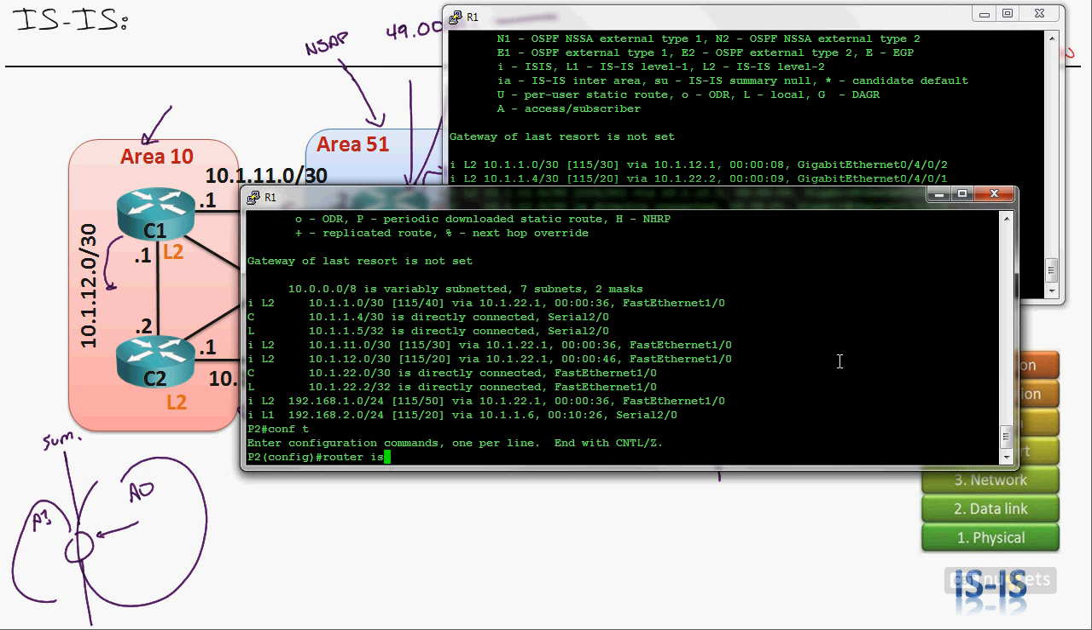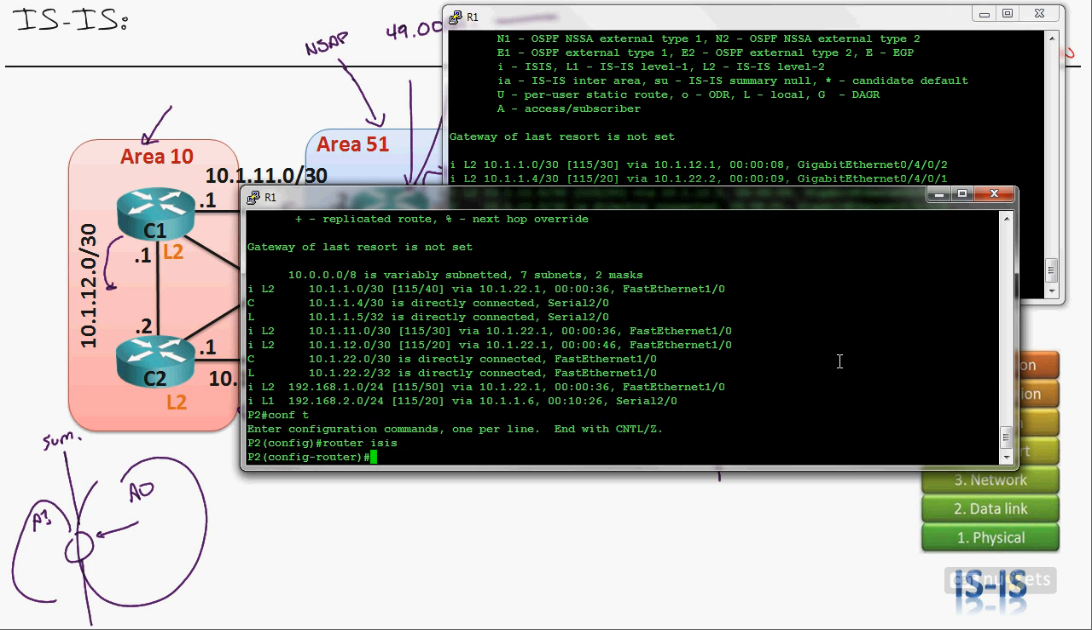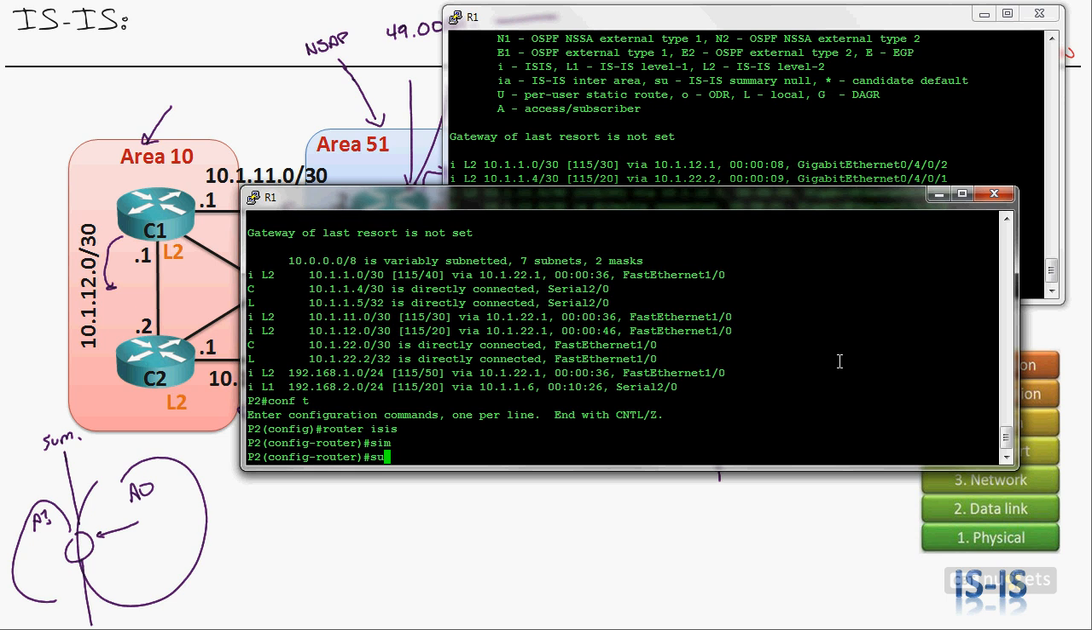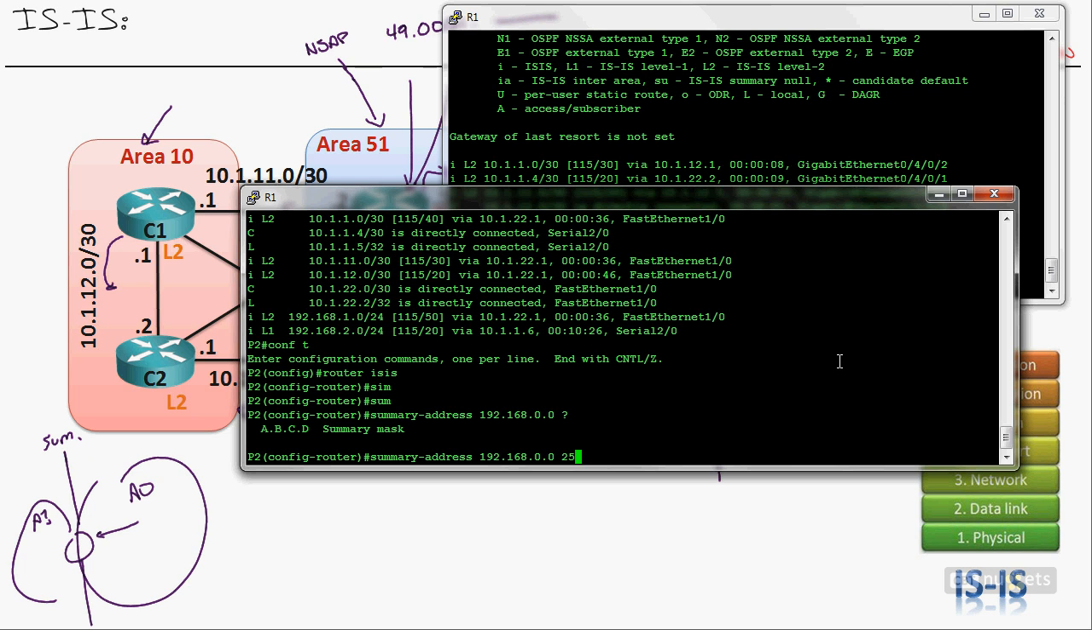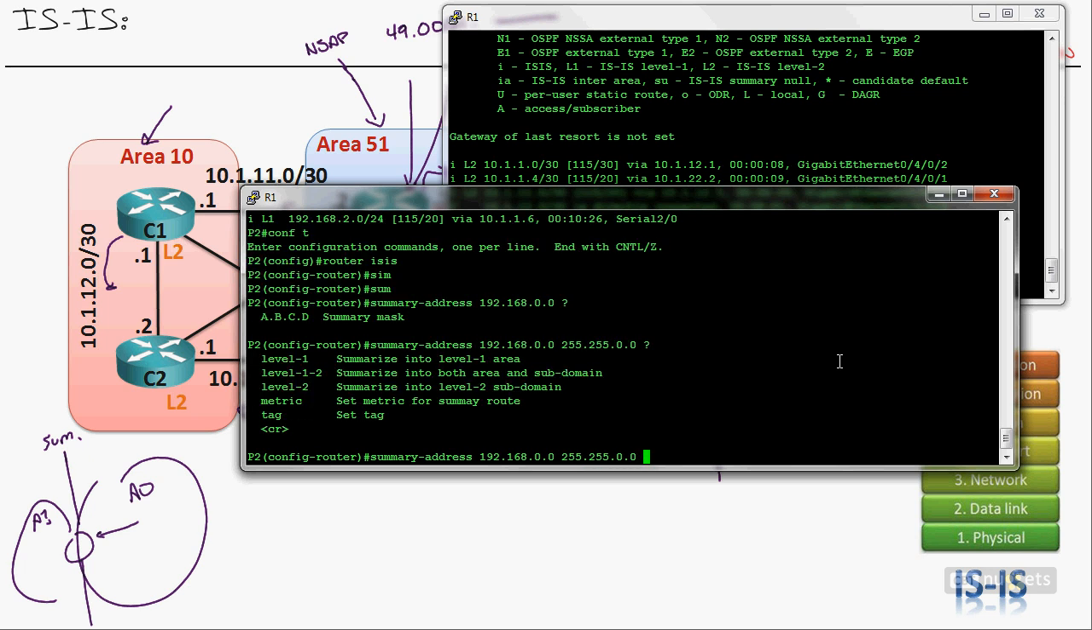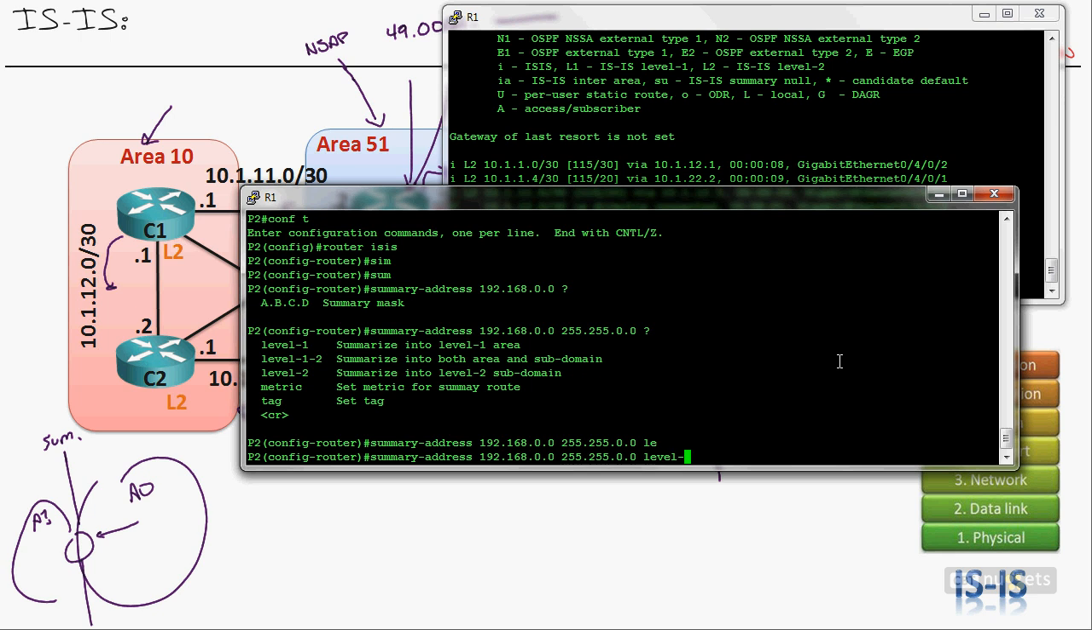We go into router ISIS, right? No tag in this case, and just do summary address. We would say summary address. Let's just do 192.168. Like, how do you summarize? Let's go 0.0 with a 255.255.0.0. I mean, we could really mess something up doing this. And then we're going to say this is going to go into the level 2 database, right?